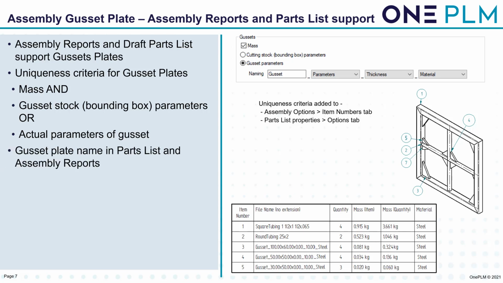So we can then go and use these either as a gusset or with the parameters on there. You can see 3, 4, and 5 in the example on there, showing the sizes. So we've got 100 by 60 by 10 mil thick, 50 by 50 by 10 mil thick, etc. for those different items. And then we've also shown the uniqueness from the mass and the quantity total on those.